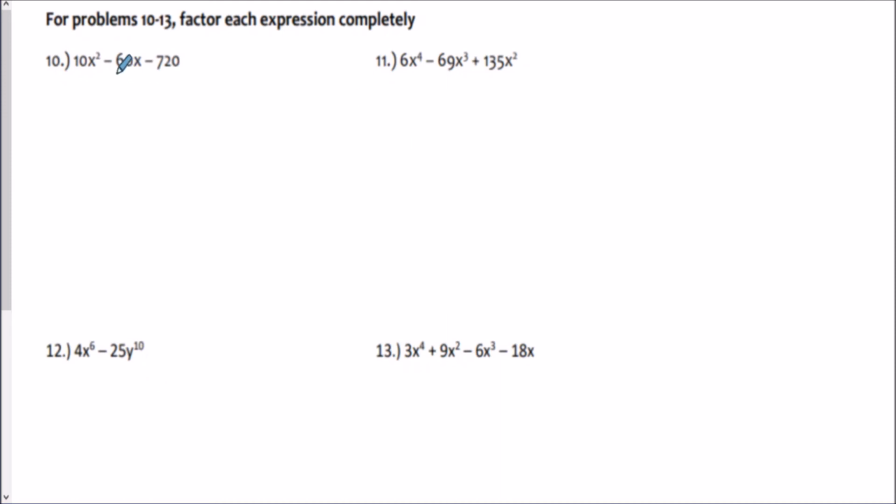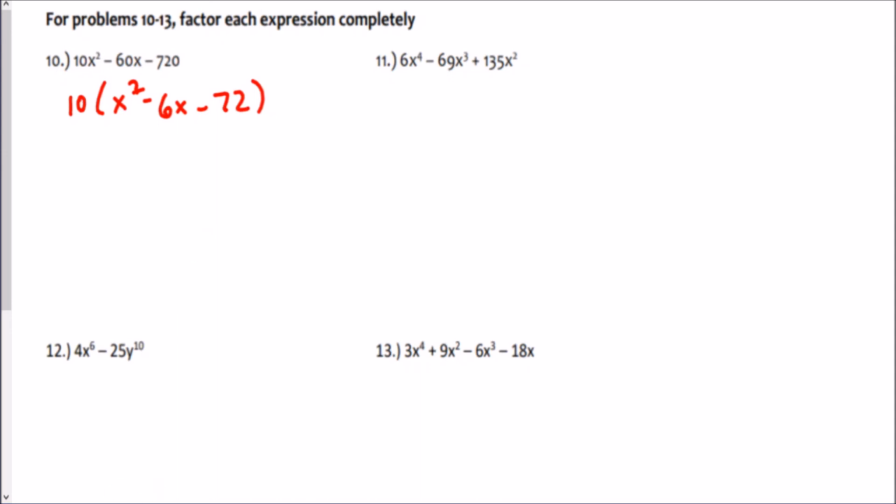So the first thing I'm noticing about this one is it has all 10s in it: 10 times 1, 10 times 6, and 10 times 72. So let's take out that 10. It's now going to say x squared minus 6x minus 72. Our goal now is to figure out what numbers multiply to negative 72 that add up to negative 6.